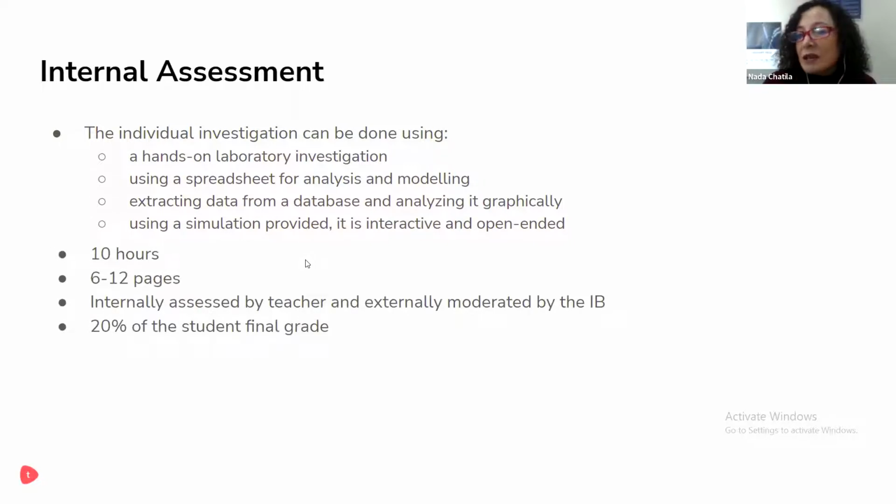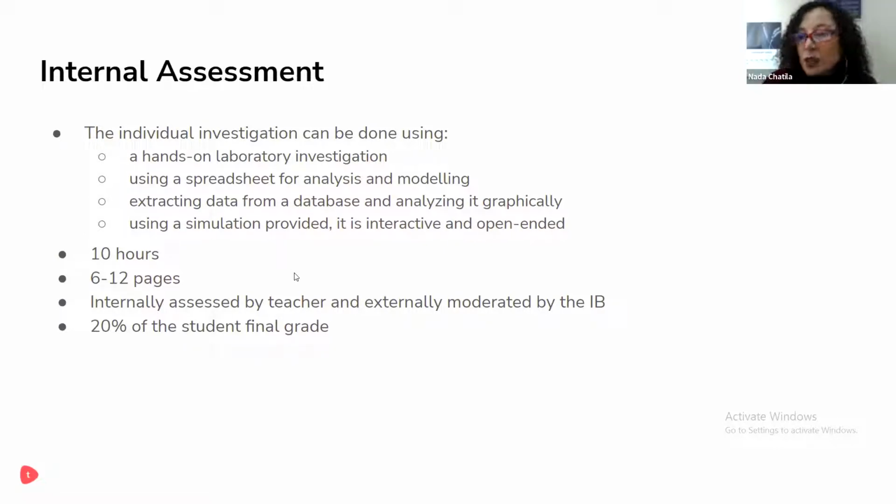The IA time allocated as per the IB requirements is 10 hours. Most of the 10 hours should go to the action phase, the experimentation phase. The IA is expected to be a report of 6 to 12 pages. However, we do not penalize students if they go over 12 pages, as long as the report is concise, focused, and there is no repetition or irrelevant material.